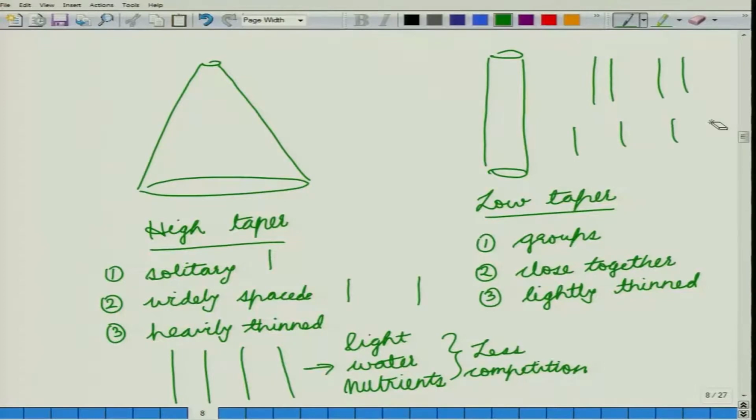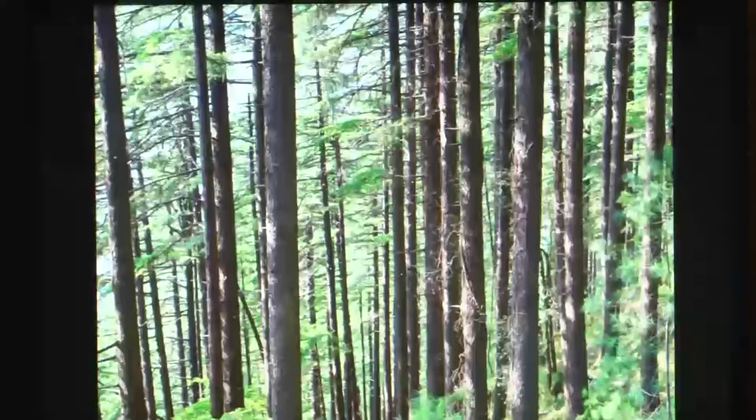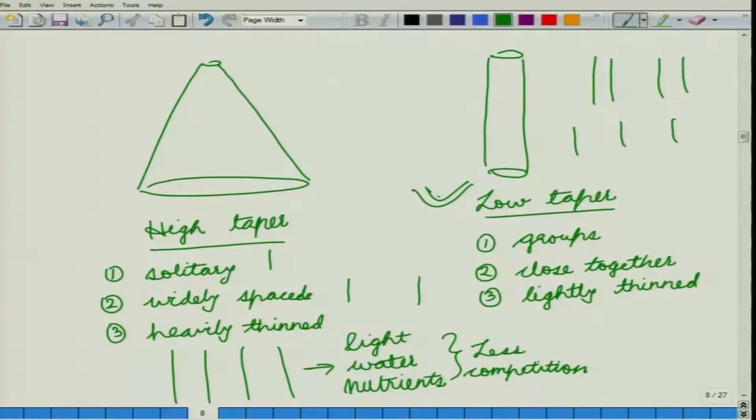So, let us look at this picture. Here is a picture from a dense forest. As you can see, there are so many trees in a very small area. Can you observe here that the tree stems appear cylindrical in shape. Now, remember that when we say that trees have a cylindrical shape, it means that they have a low taper. So, when trees have a low taper, they are cylindrical in shape, which means that they are in groups, they are close together and they are lightly thinned.